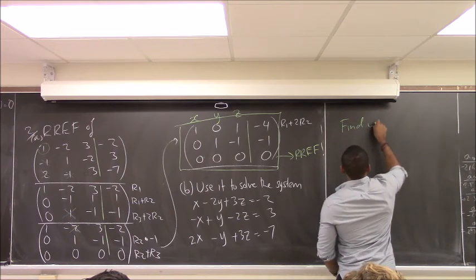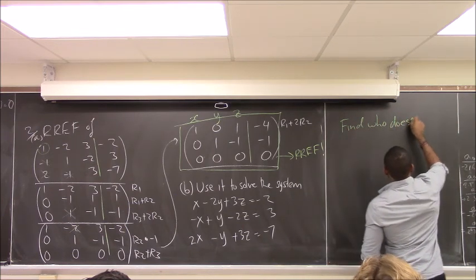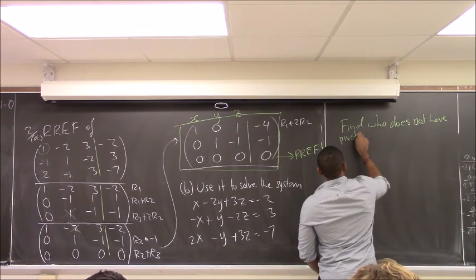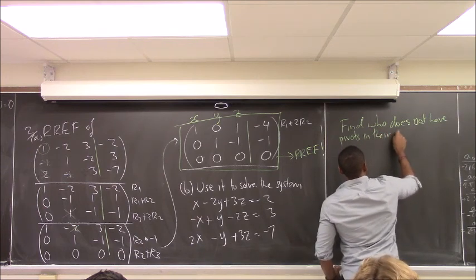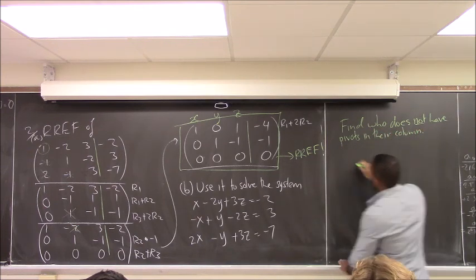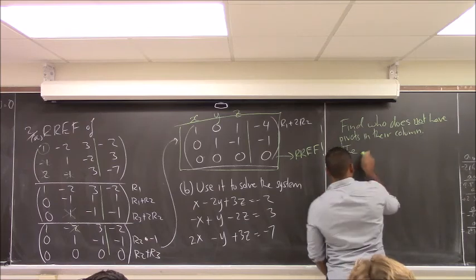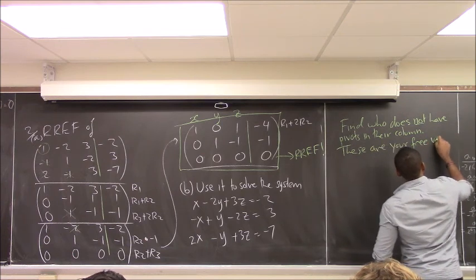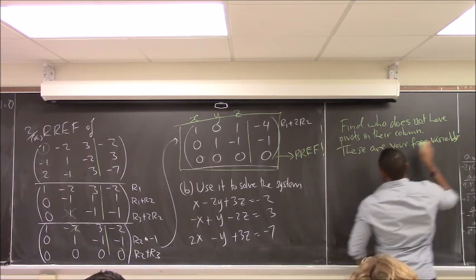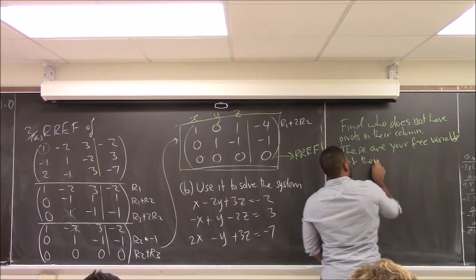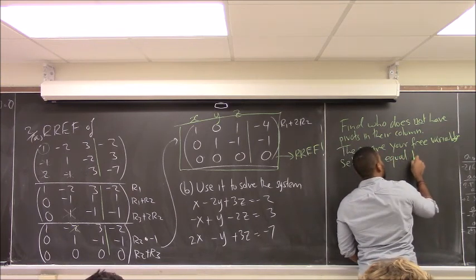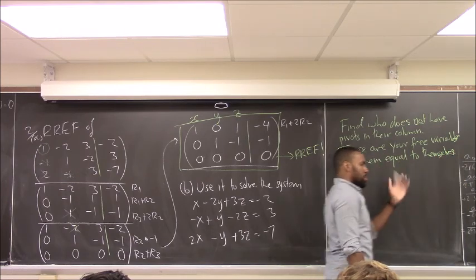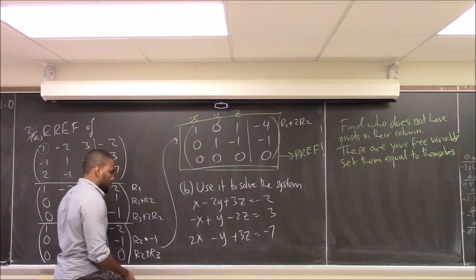Find who does not have pivots in their column. These guys are going to be the ones you can't really solve for. These are your free variables. Set them equal to themselves. That's going to be the first thing. Sometimes people set them equal to other letters, but for now, let's just keep it calling itself.